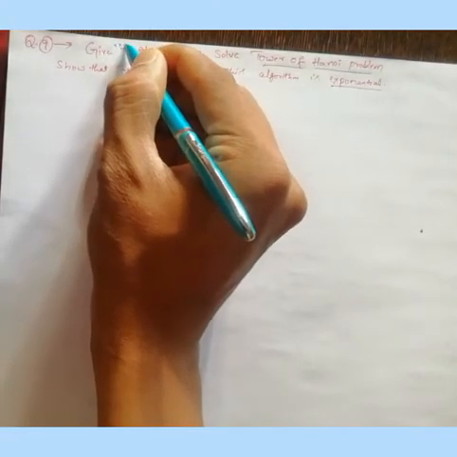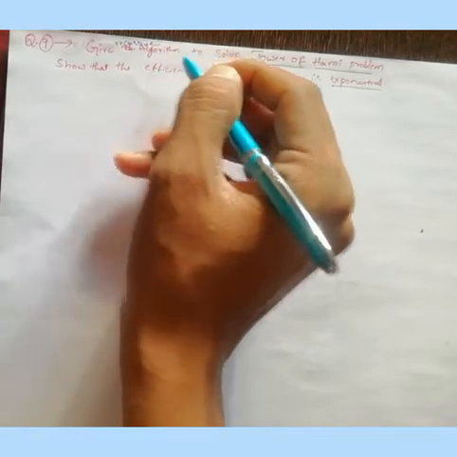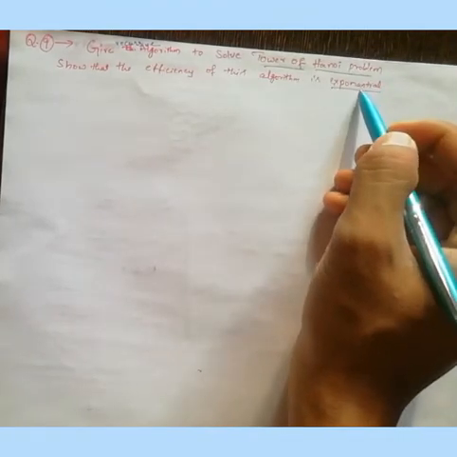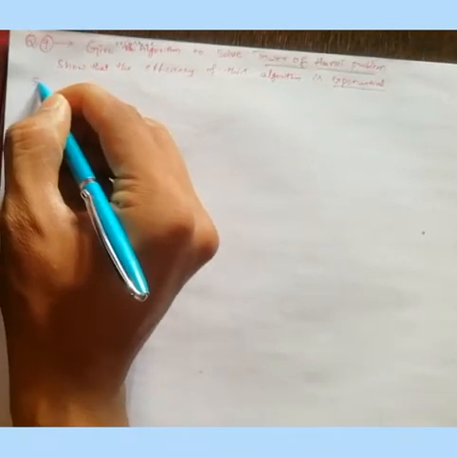So the given question is, give a recursive algorithm to solve Tower of Hanoi, and we have to find the efficiency, and that efficiency is equal to an exponential value. Okay, let us just solve this problem.